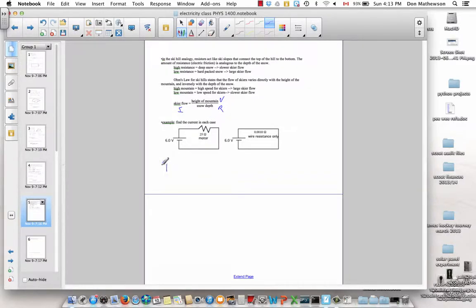So in the world's simplest example, I is V over R. This is a 6-volt cell over a 25 ohm motor. That is going to be 0.24 amps of current. If, on the other hand, we forget to connect the motor or we don't connect it properly, then our 6-volt cell is applied only to the wire, which has a resistance, but a fairly small one. And if the cell were able to provide it, you get about 6,000 amps of current.